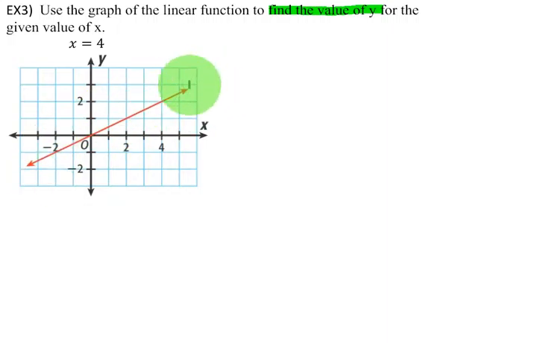And whenever you have a graph that's a straight line, the equation for that line is called a linear equation.